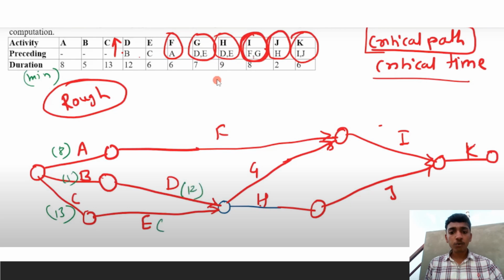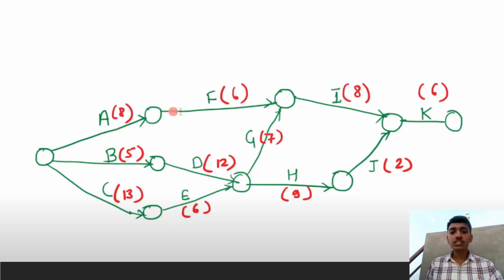Then there is a G point. It has two subsections, that is D and E, each with 7 duration. Then H also has two paths, D and E, with the same duration of 9. Then I has two subsections, F and G, as shown in the figure. It goes to I. Then J has H with duration 2, and K has preceding I and J, with duration 6. It has a combined 6 and the last is the endpoint. So this is the final critical path. There are A, B, C points, then F, D, E, G points, and H, I, J, K points. K is the last point, that is the ending point. So this is the critical path for calculating the CPM.